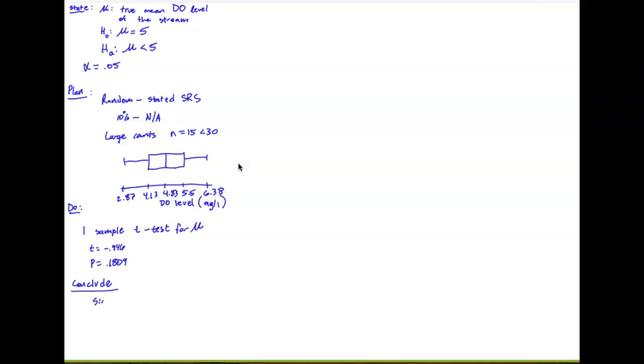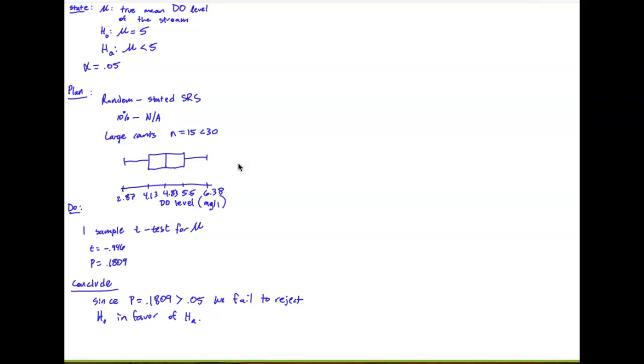And we'll go ahead and conclude this. I'll just say since p equals 0.1809, which is much greater than 0.05, we fail to reject H null in favor of HA. So again, just to give you some context, if the null hypothesis is true, if the water really has a DO level of 5, then there's about an 18% chance that we get the sample that we got. That's not that unlikely, right? So we're saying, okay, I think the null hypothesis could be true. So we don't have evidence of the alternative.